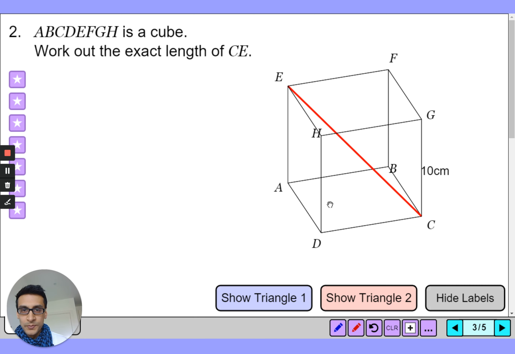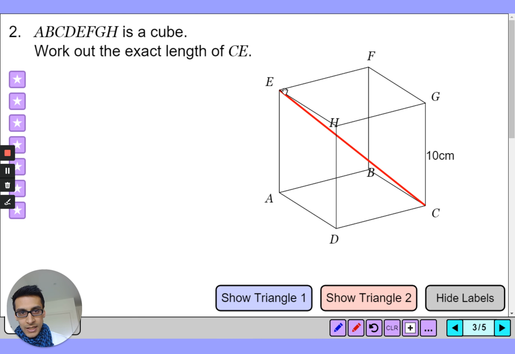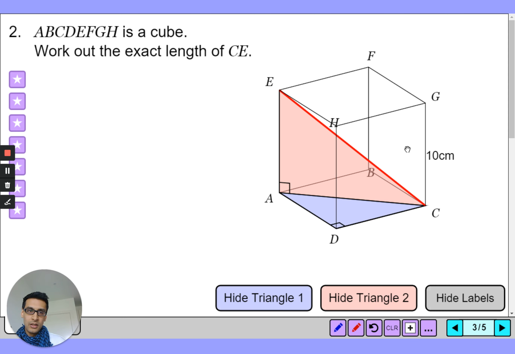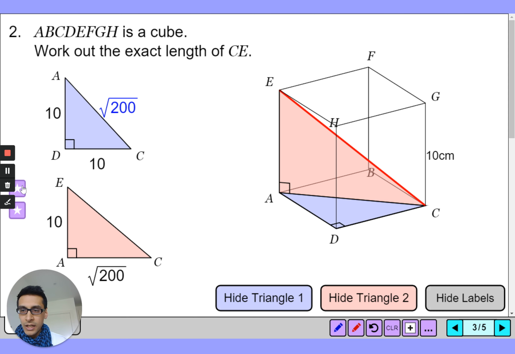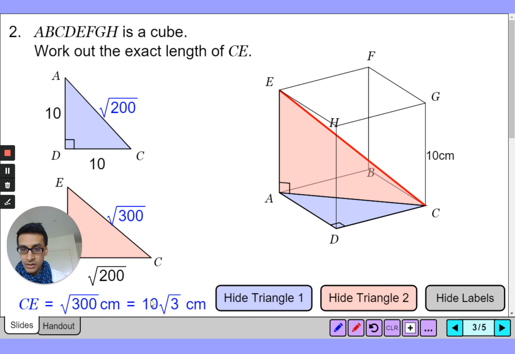Example 2. ABCDEFGH is a cube. Work out the exact length of CE. So here are the 2 triangles that we're interested in. You've been given one length, but you know that applies to all the sides, all the lengths of all of the edges. So there's your first triangle. That has to be 10 and 10. Use Pythagoras, you get root 200. That's the base of your new triangle. And again, just using Pythagoras, you get root 300. You must remember to simplify that into 10 root 3.